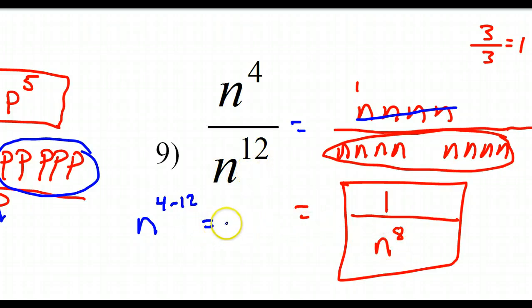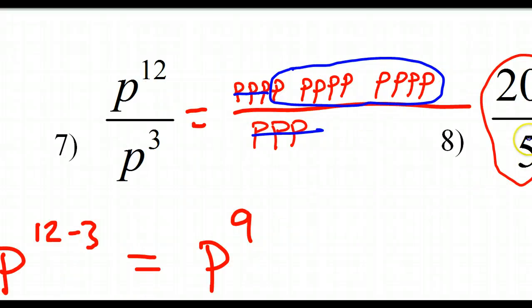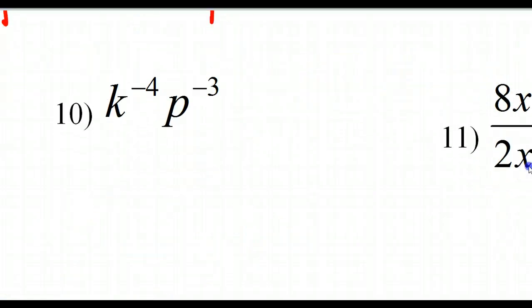So other kids will understand that 4 minus 12 is negative 8. Please understand that you cannot leave your answer as n to the negative 8. It's not incorrect, it's just not finished. So if you do get n to the negative 8 power by subtracting, understand that n to the negative 8 power is equivalent to 1 over n to the positive 8. And go ahead and make that change before you call yourself finished.